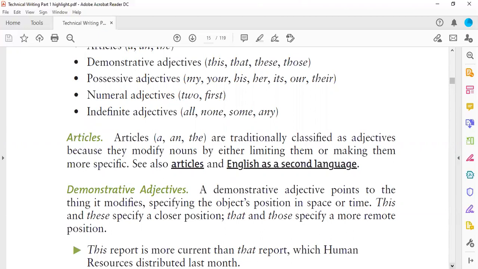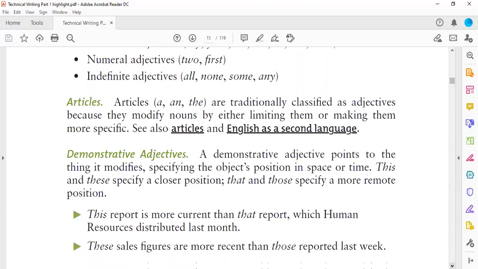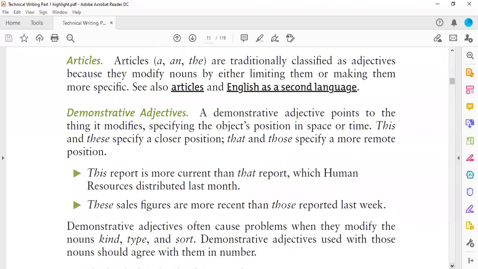Now, the first one is articles. A, an, and the are traditionally classified as adjectives because they modify a noun or nouns by either limiting them or making them more specific. See also articles and English as a second language. Let me explain this. When you say, I have a car, how many cars do you have here? You have one car, right? So when you say I have a car, it means that you have one car. So you limit your adjective to one car. So that's why we call it a limiting adjective.